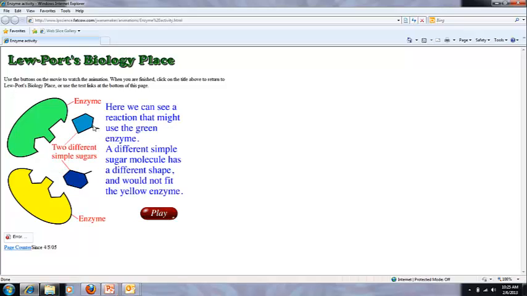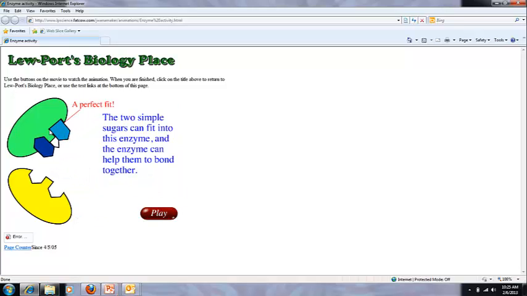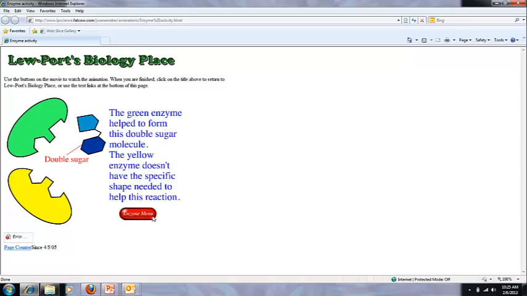All right, let's try another one with the opposite. They're separate, and let's see if we can join two simple sugar molecules together using an enzyme. Perfect fit. This one fit into this active site, and this one fit into this active site, and that makes a full bond, a double sugar.